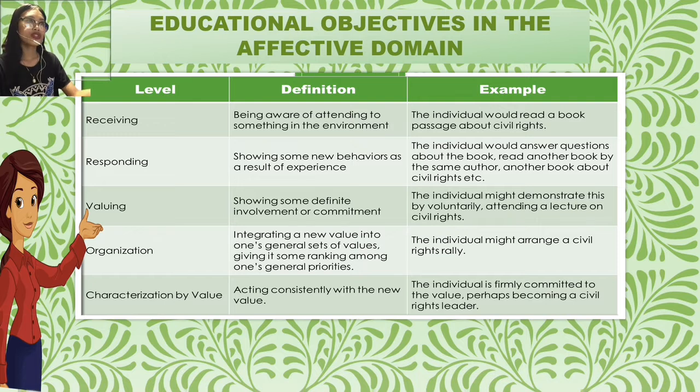Valuing: showing some definite involvement or commitment. Example: the individual might demonstrate this by voluntarily attending a lecture on civil rights. Next is organization: integrating a new value into one's general set of values, giving it some ranking among one's general priorities. The example: the individual might arrange a civil rights rally.